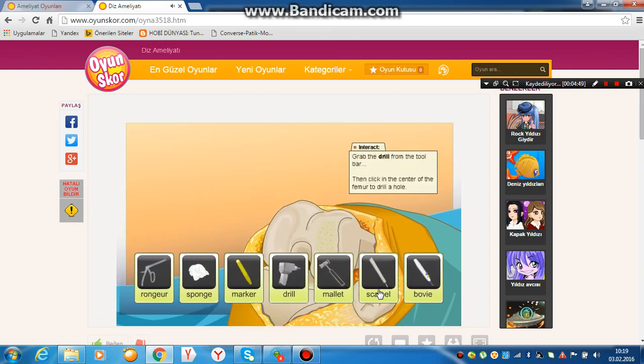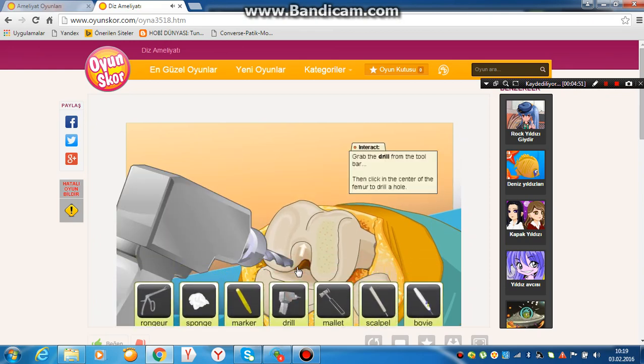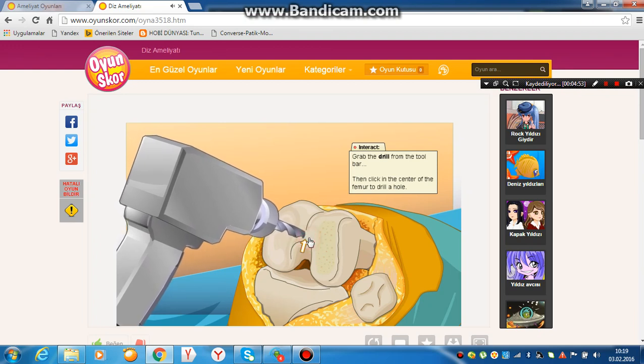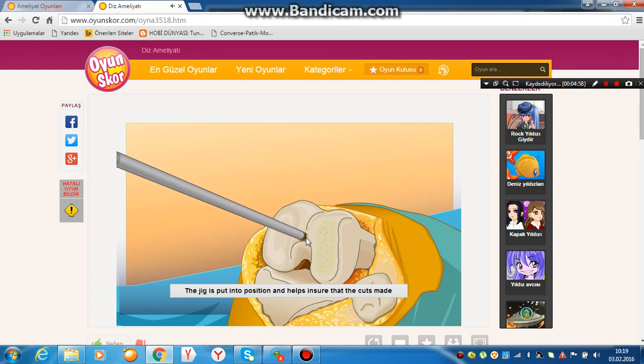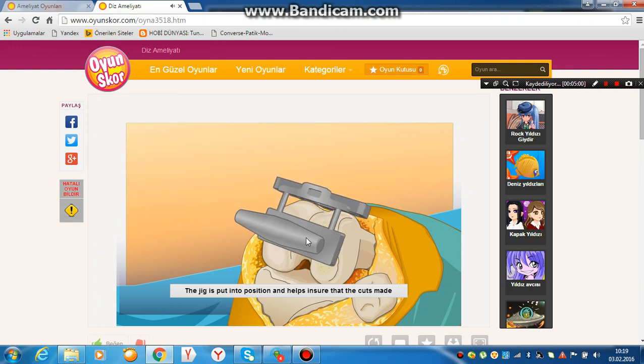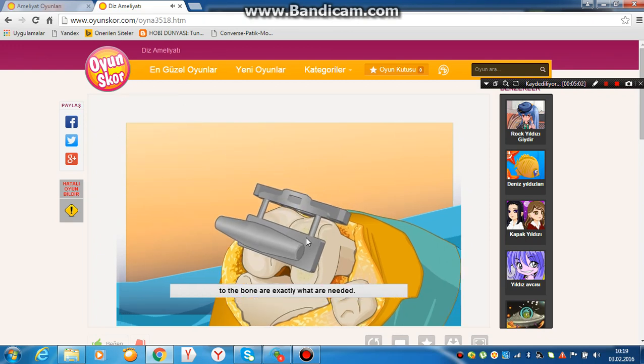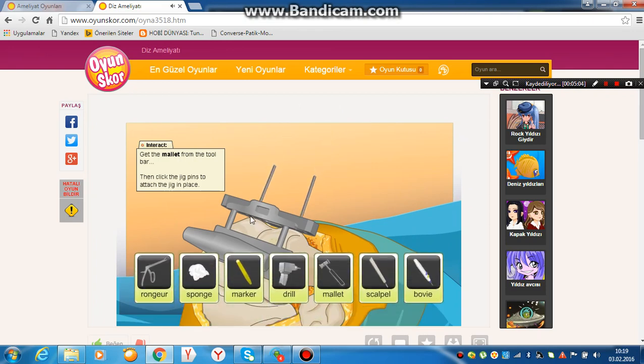A hole must be drilled inside the femur to set up the distal femoral cutting jig and alignment device. The jig is put into position and helps ensure that the cuts made to the bone are exactly what are needed. Now hammer in the pins to hold the jig.